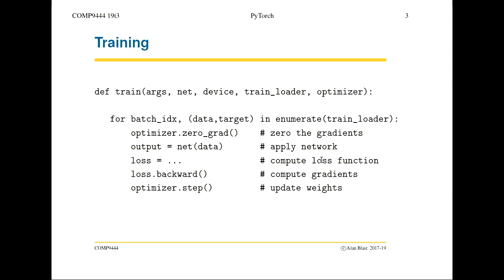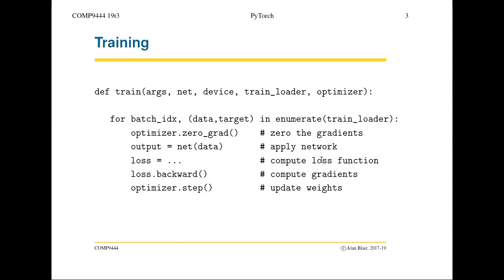Right? So when we create this network, it creates the weights, and then for every weight, it automatically creates gradients for each weight. And so when we say zero_grad, that means I want you to set all the gradients in this network to 0. And then when I say output equals net of data, it applies the network to the inputs and computes the outputs. And then I compute the loss function.